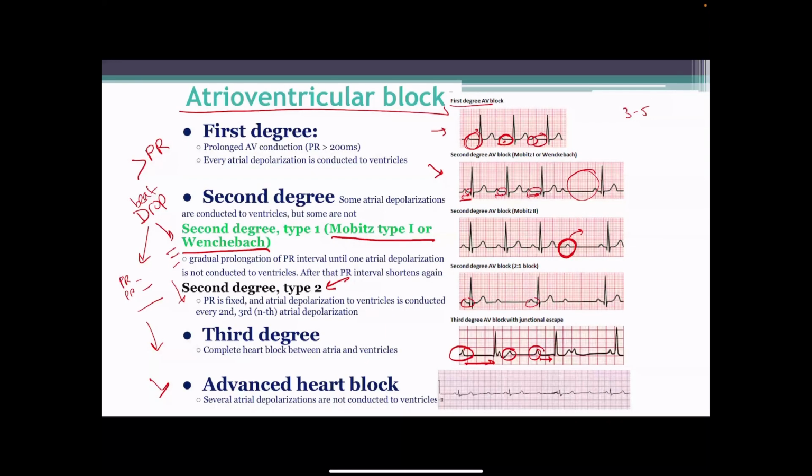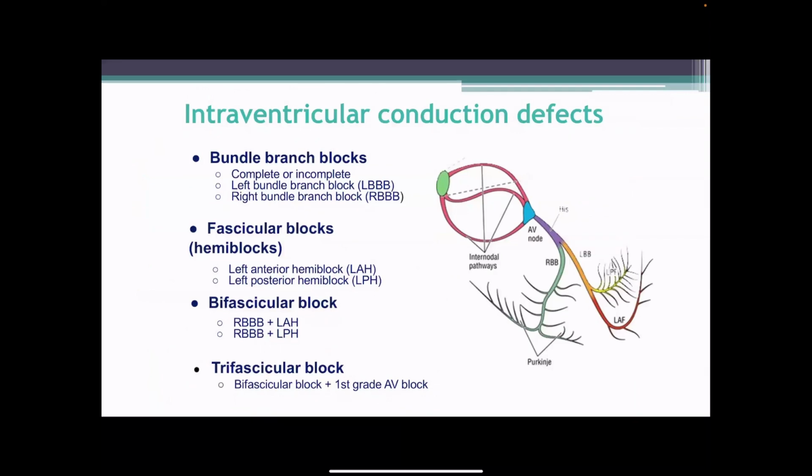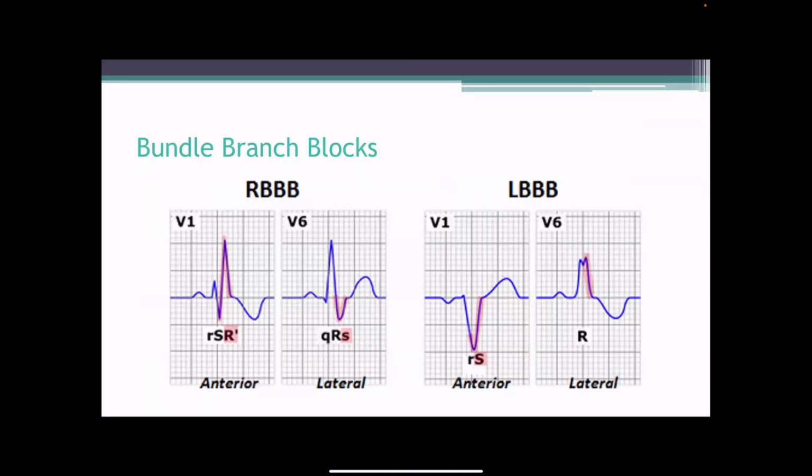Okay, so we talked about the sinus node dysfunction. We talked about AV node dysfunction. The third classification is if you have a problem with the bundle branches. Bundle branches are the ones that go to the right ventricle and left ventricle. You have a right bundle branch and a left bundle branch. Now, in order to recognize a right bundle branch block or a left bundle branch block, there are certain criteria.